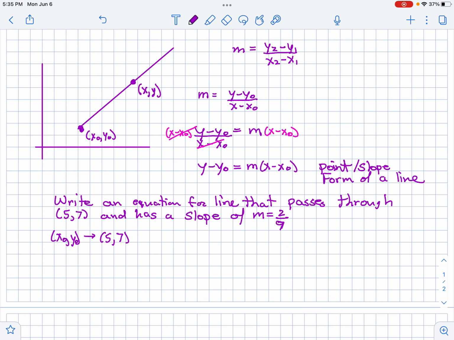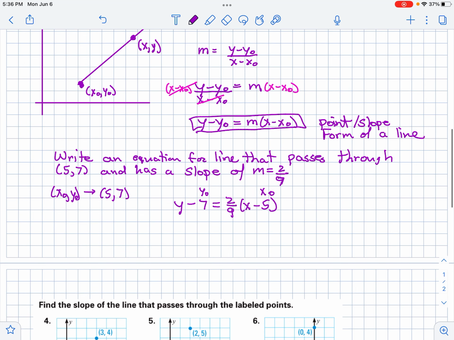So look, let's just plug into this formula. Y minus y naught. So y minus 7 equals 2/9 x minus 5. See, here's x naught, here's y naught. And there's our equation for the line right there. That's our equation for the line.